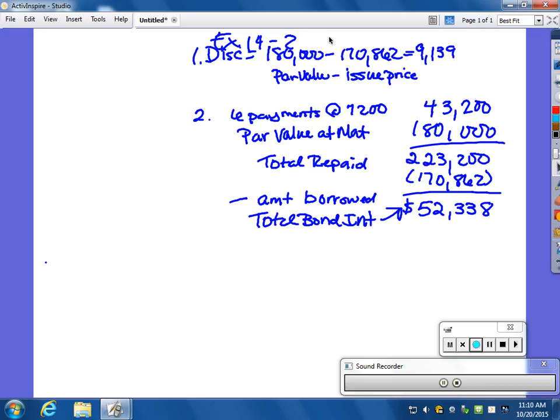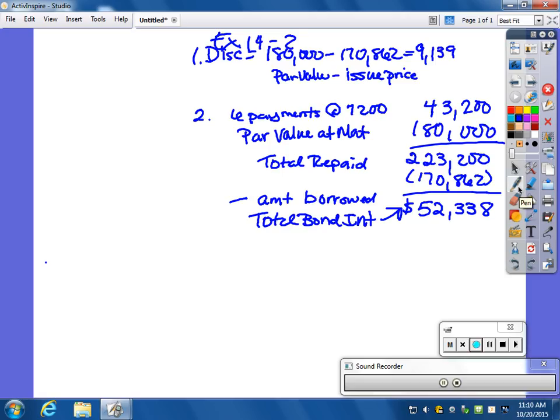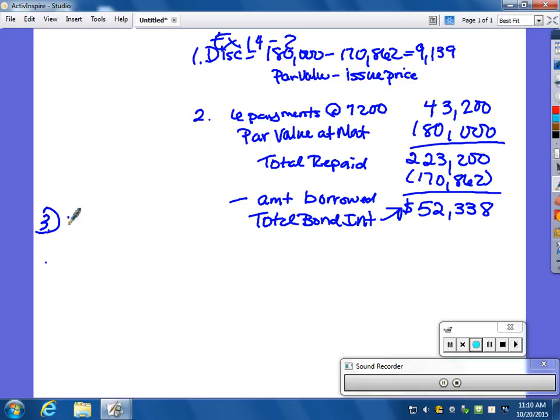All right. So we have the straight line. We're gonna do 3 columns: period, and then unamortized discount, and then carrying value. Okay, 3 columns.